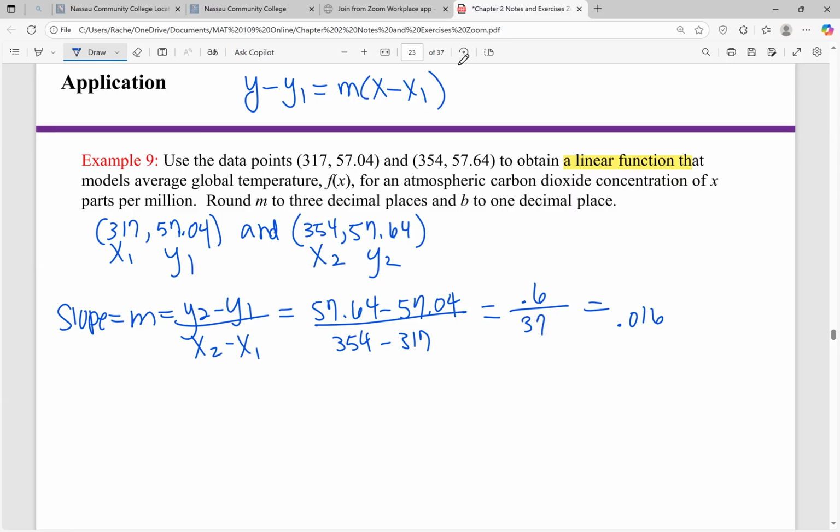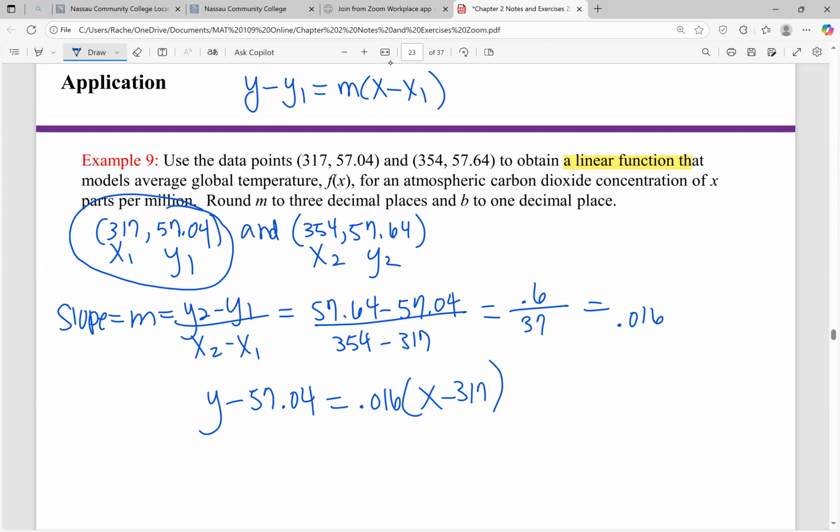Now that I have my slope, I can plug into my point slope form of a line. So we have y minus y1. I'm just going to use the point that I already designated x1, y1; it doesn't really matter which point you use. So y minus 57.04 is equal to m, which is 0.016, times x minus x1, which is 317. So we have y minus 57.04 equals 0.016x, and then let's distribute 0.016 to the negative 317 by multiplication, so I have minus 5.072.